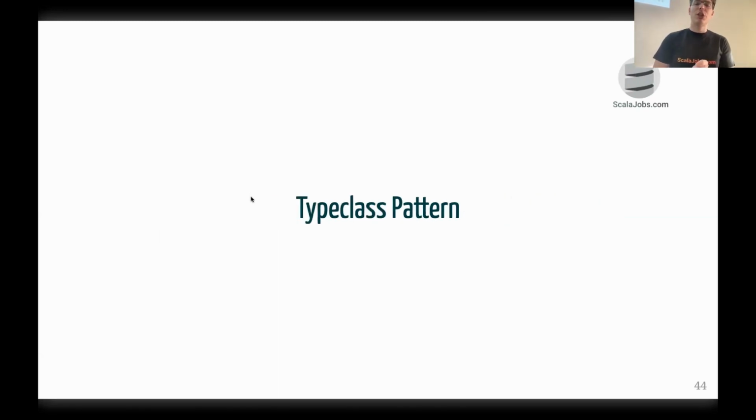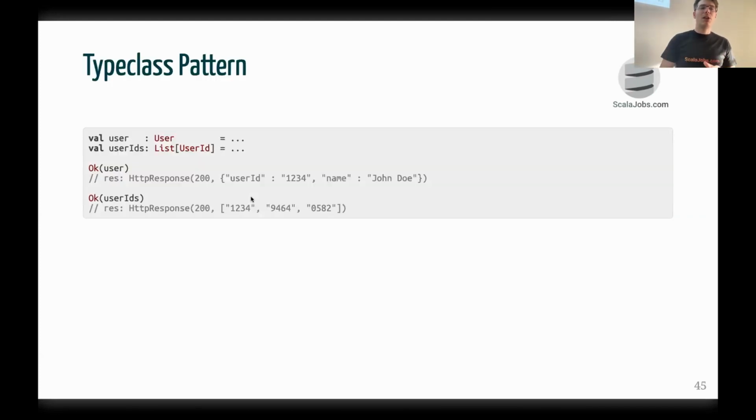Cool. So let's look at the second pattern where I think implicit makes sense. It's called the type class pattern. The idea here is that we want to create a method. Let's say we write an HTTP framework, and we want a method, OK, that takes various kinds of arguments. What it's going to do is create an HTTP response with status 200, and serialize the input into JSON. So how do we implement such a method?